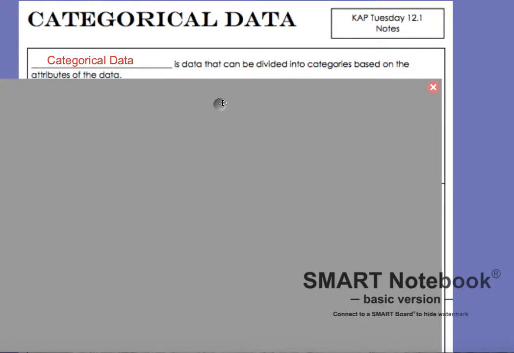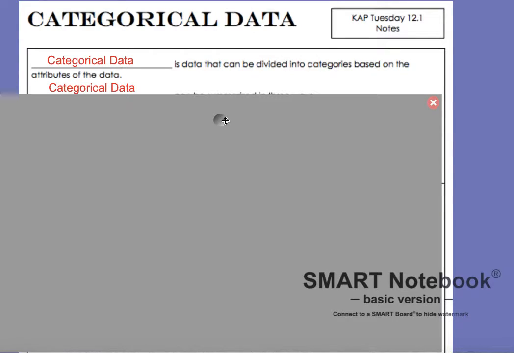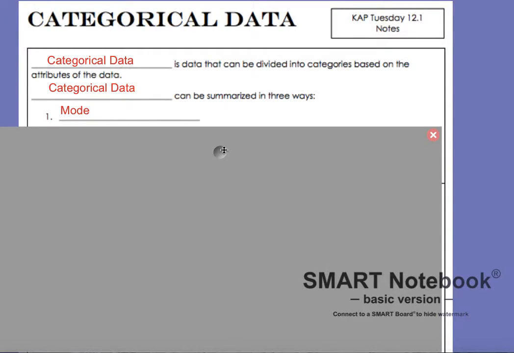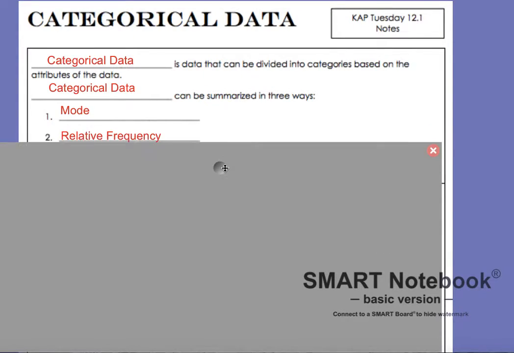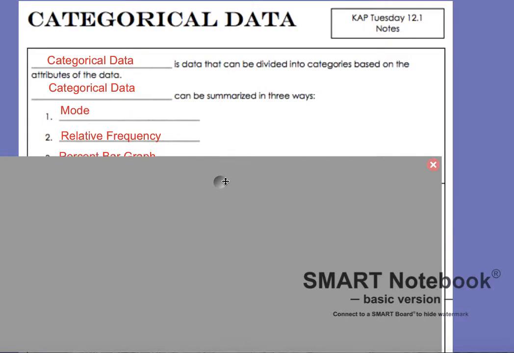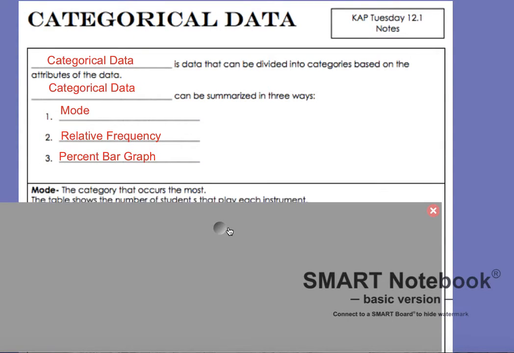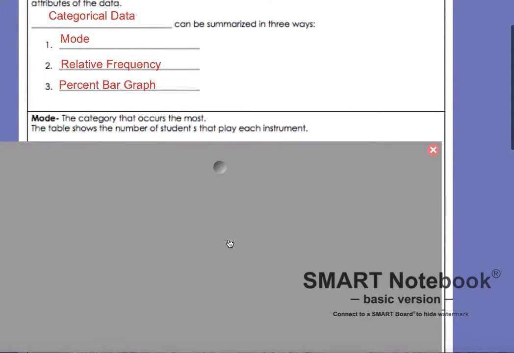Categorical data is data that can be divided into categories based on the attributes of the data. Categorical data can also be summarized in three ways. The first way being mode, second being relative frequency, and the third being by a percent bar graph. So mode is the category that occurs the most.